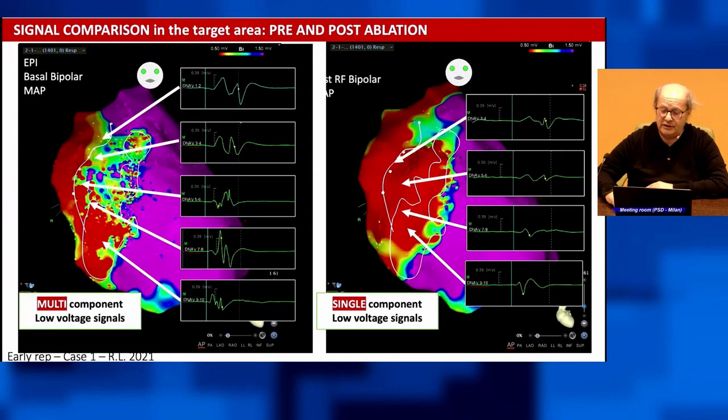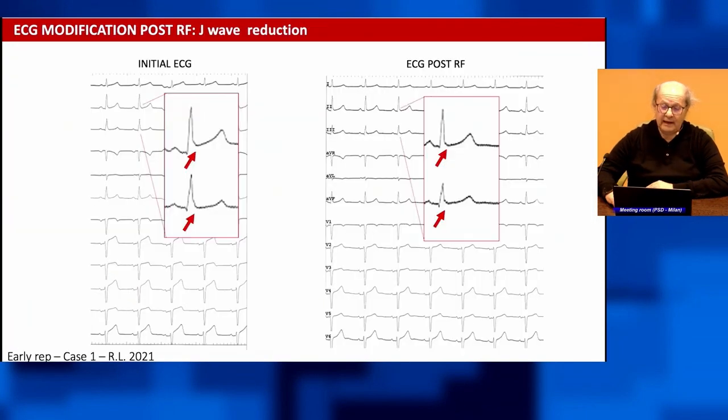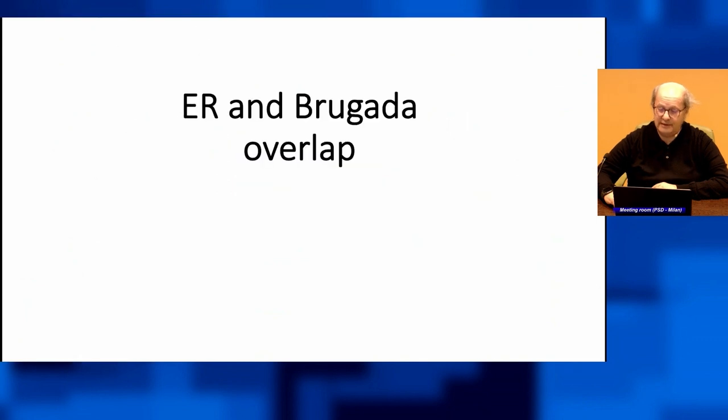The homogenization got a very interesting aspect. We reduced the repolarization. It's like WPW. And it is very surprising that it's possible to do this in a cardiogenetic disease.